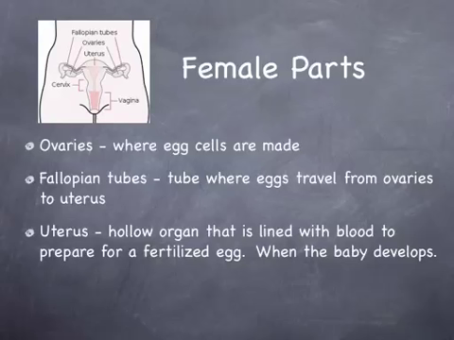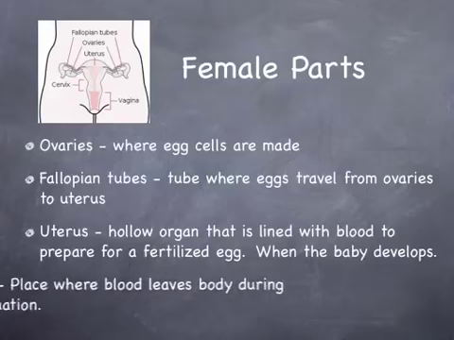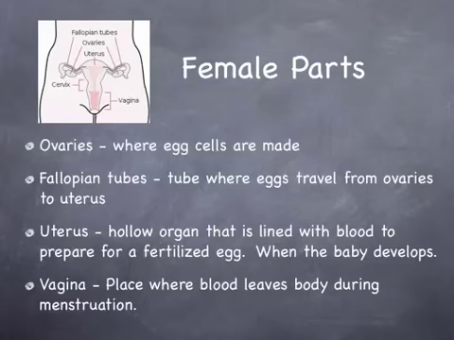If there is a fertilized egg, so when an egg and a sperm meet, it's now a fertilized egg, and if that egg is fertilized, it will attach to the lining of the uterus and the baby will develop. The fourth part and the final part is called the vagina, and this is a place where if the egg is not fertilized, then it will leave the body, and as it leaves the body, all the blood that lines the organ will leave the body as well. And this is the place where the blood and the egg leave during menstruation.